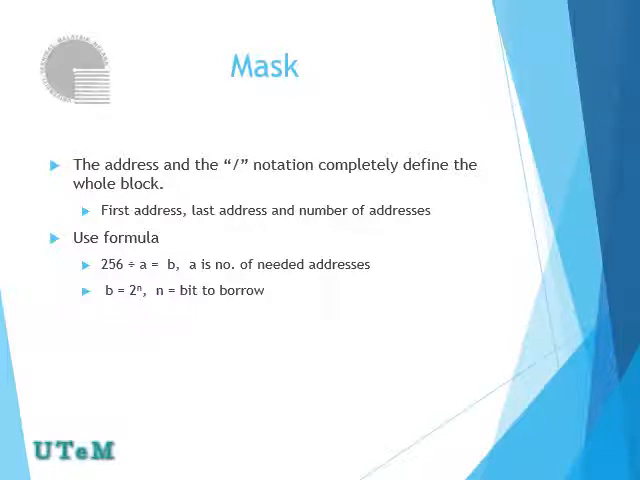The address and the mask, or the slash notation, completely define the whole block. So we use slash notation. For example, 192.168.3.0 slash 29, since 32 minus 3 is 29. Okay, so this slash notation will identify the block size. The block size.